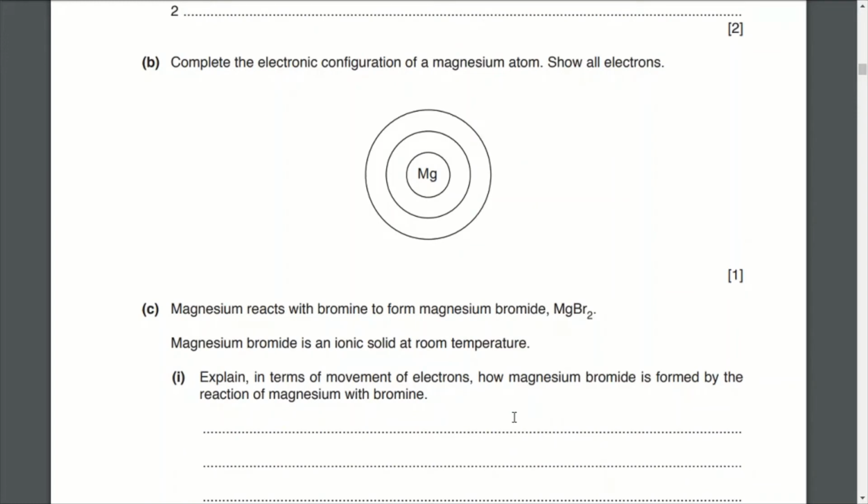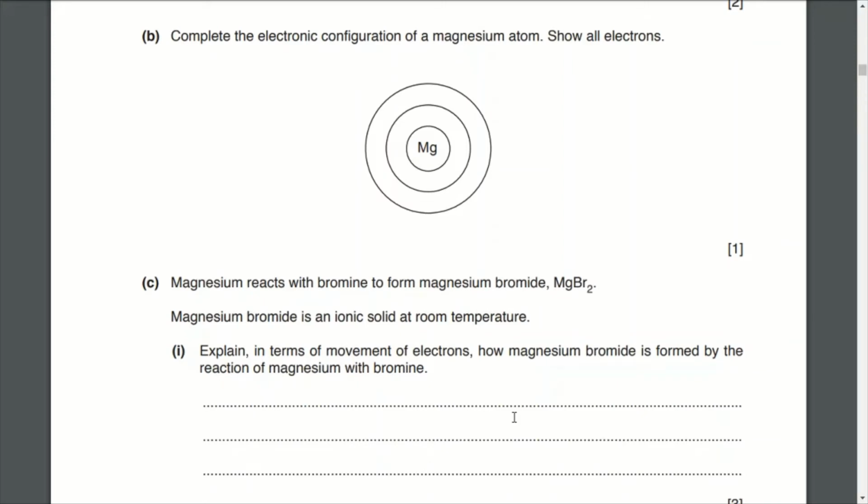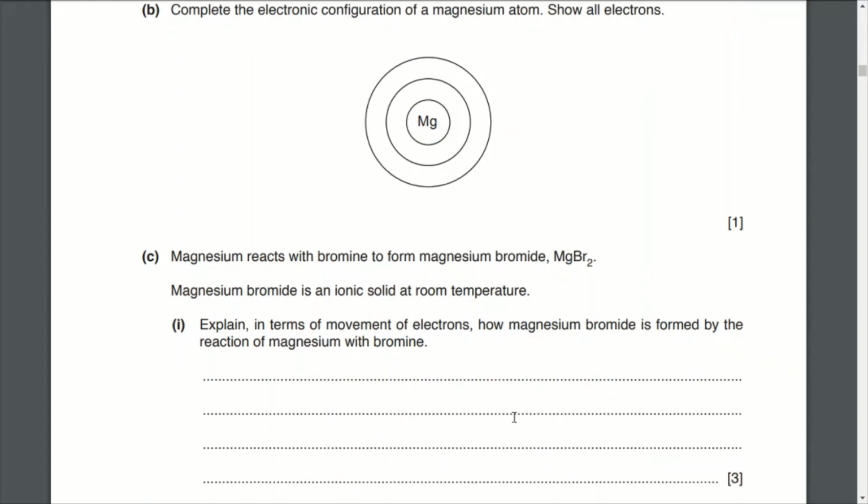See, magnesium reacts with bromine to form magnesium bromide, MgBr2. Magnesium bromide is an ionic solid at room temperature. Explain in terms of the movement of electrons how magnesium bromide is formed by the reaction of magnesium with bromine. So here we go.